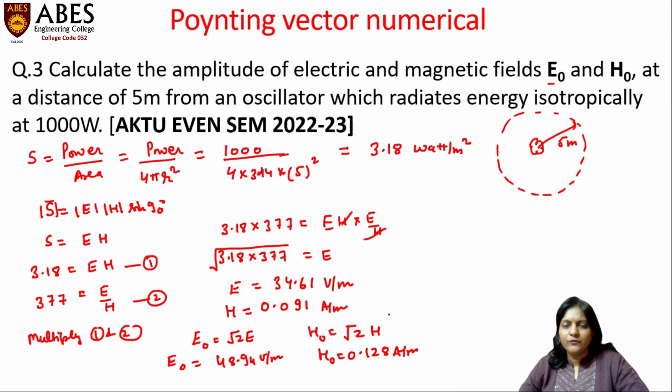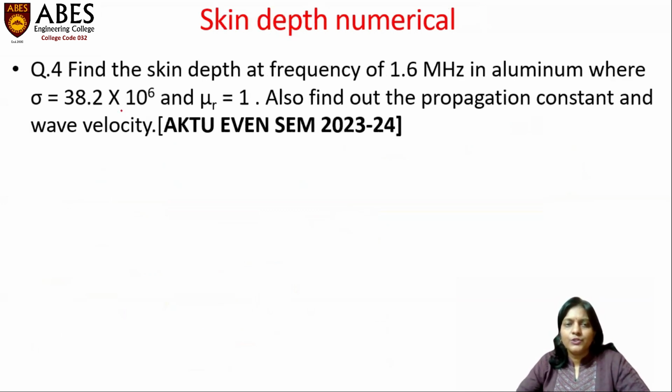Now we will move further to question number 4. This question is based on the skin depth. Find the skin depth at a frequency of 1.6 megahertz in aluminium. Aluminium is a good conductor where conductivity is 38.2 into 10 to the power 6, and relative permeability mu r is equal to 1. Also find out the propagation constant and wave velocity.